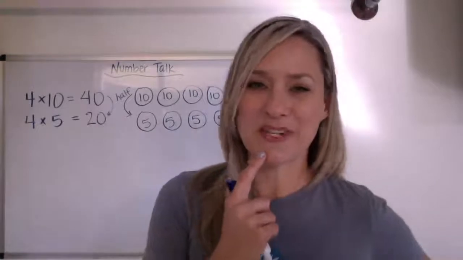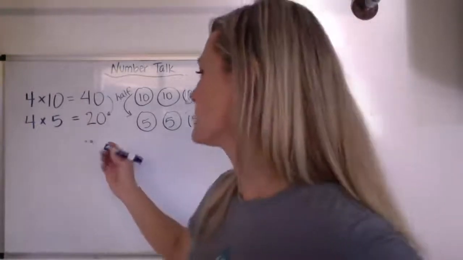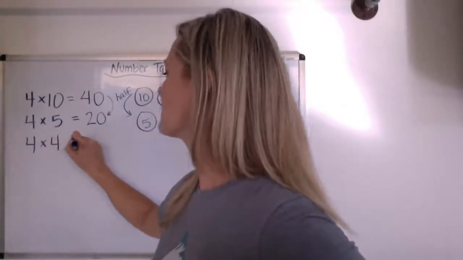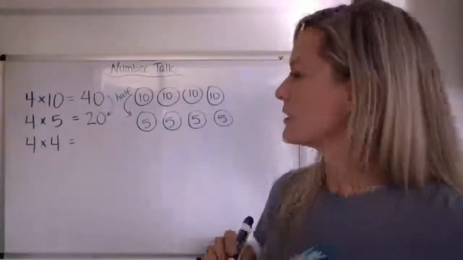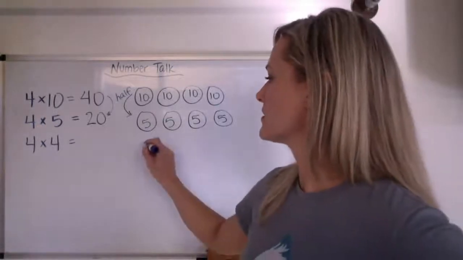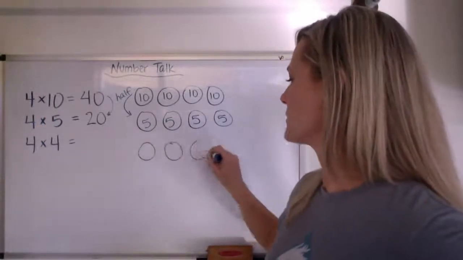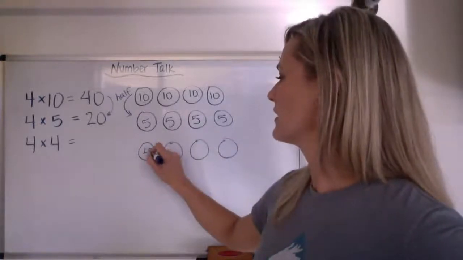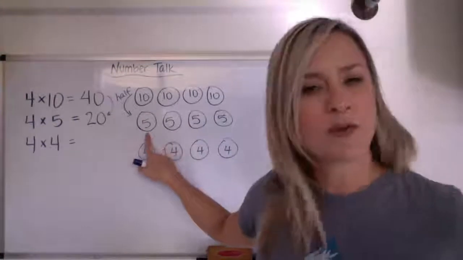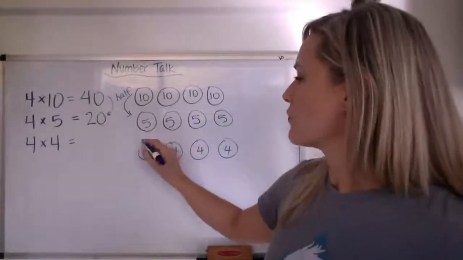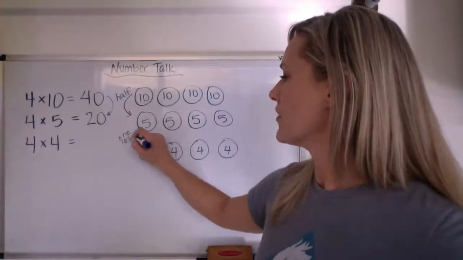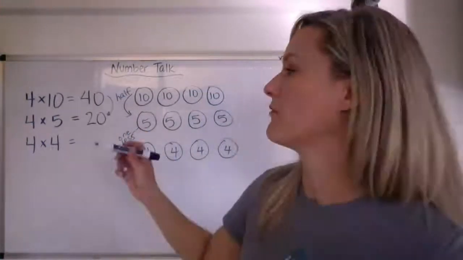I'm going to give you your next one. Got to look at my notes. 4 times 4. Okay. Maybe a little bit harder. So maybe you're thinking about those 4 groups again. But maybe you're thinking about this one to help you. So it's 1 less in each group. So you know that the answer is actually just going to be 4 less than this one.